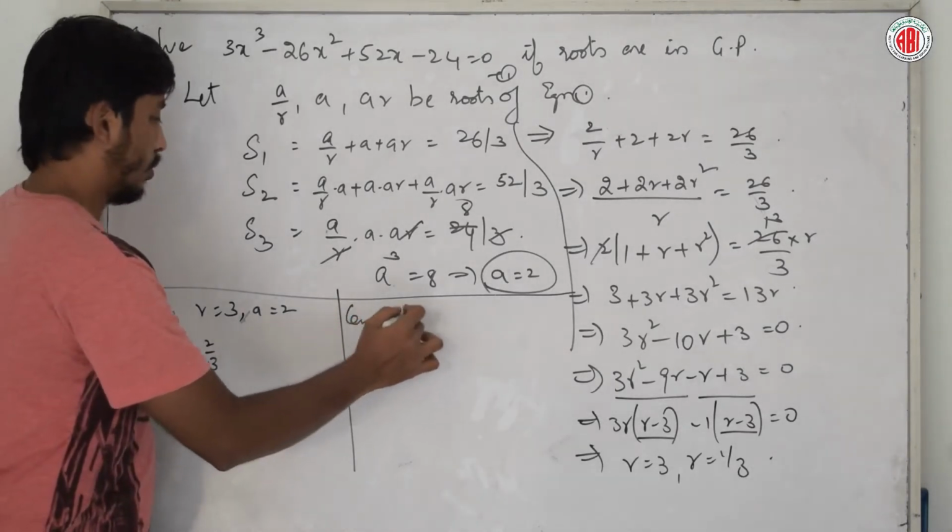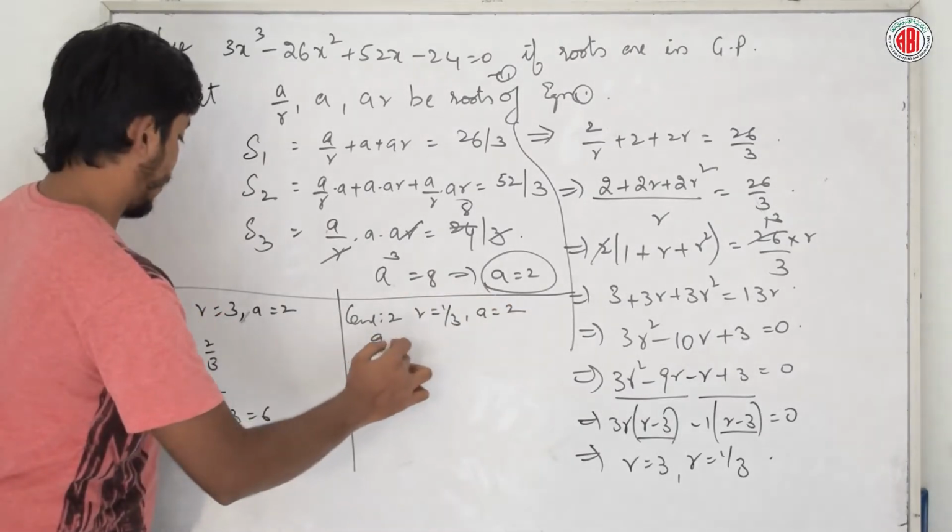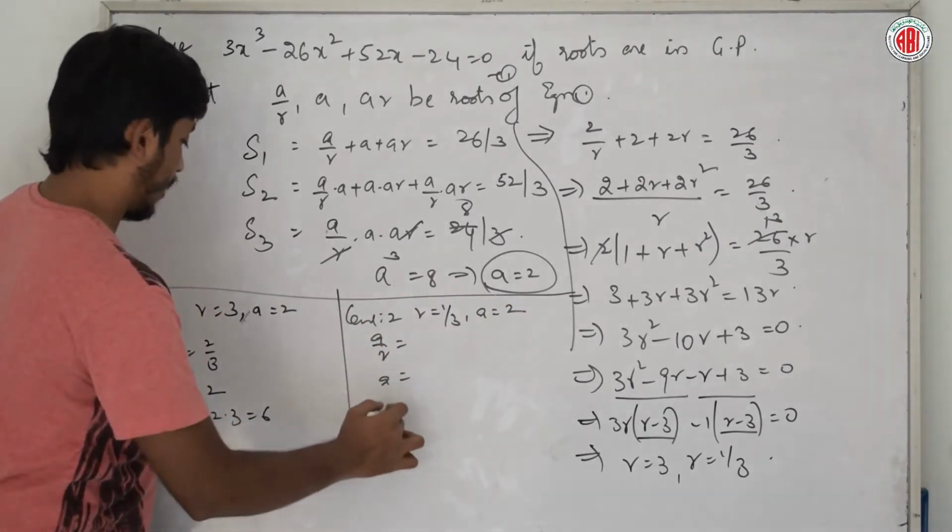Here case 2, r is 1 by 3, a is 2. So the roots are a by r, a and ar.